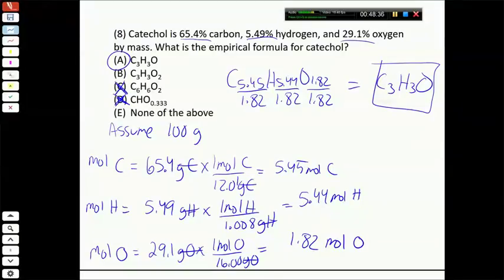Yes, but you would have to have more information to find that. In order to find the molecular formula, you would also have to know something about the molar mass, which we didn't give you here. But yes, choice C could be the molecular formula, and I think in fact it is for catechol, but we don't have enough information in this problem to determine that. Choice C is definitely not the empirical formula because it's not the smallest whole number ratio.